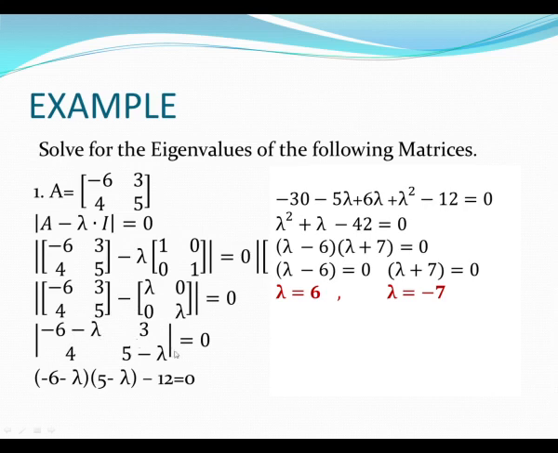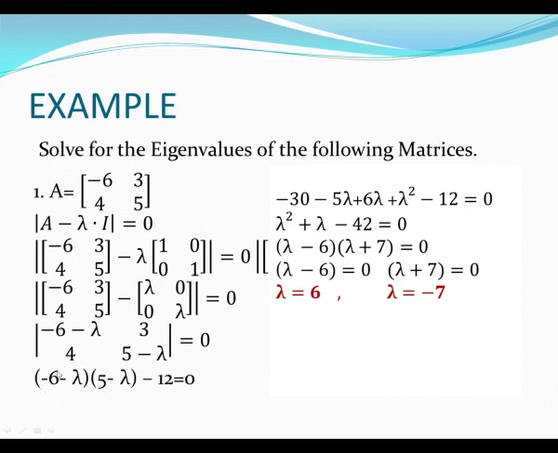5 minus lambda, 5 minus lambda. So we have it here as 2 by 2 determinants. Then we can evaluate the determinants. So just simply get the product of the principal diagonal downward minus the product of the principal diagonal upward. So negative 6 minus lambda times 5 minus lambda, minus 4 times 3, that will be 12.